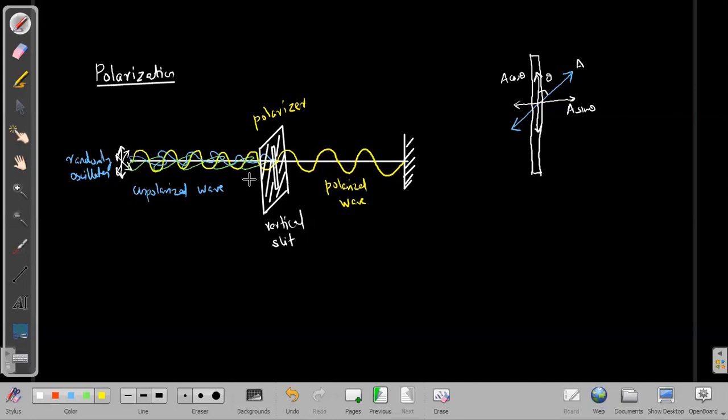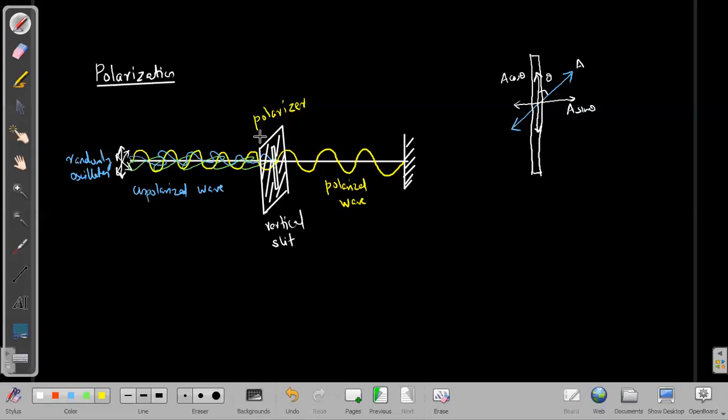Since the wave produced in a string is a mechanical wave, I can use this kind of vertical slit arrangement to polarize it. Depending upon the wave, the type of polarizer would also change. The vertical slit cannot be used for all types of waves. Suppose you are using light, obviously this kind of slit cannot be used as a polarizer. So a wave propagating on a string can be polarized using a vertical slit, and here the vertical slit plays the role of a polarizer.